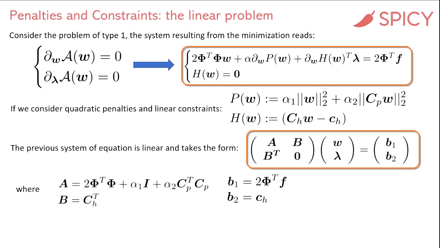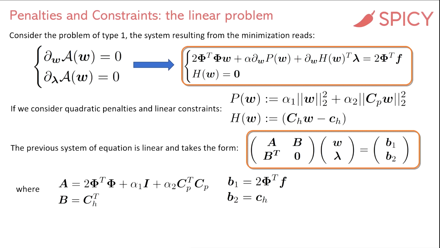The B term collects all the linear operators in the constraint. In this case we have only one, and on the right hand side we have the projection of our known vector f, our target, on the basis phi, and below it, the value for the linear constraints.